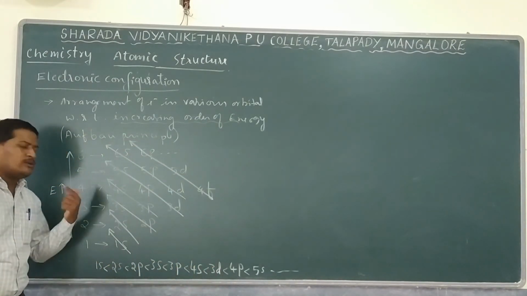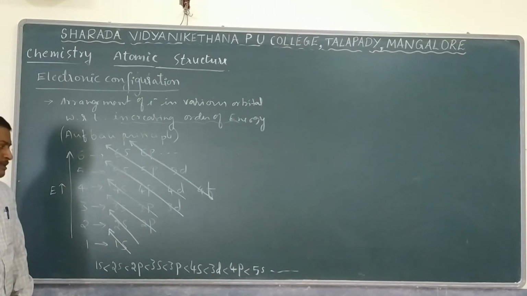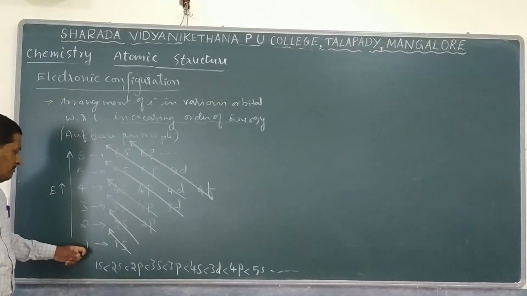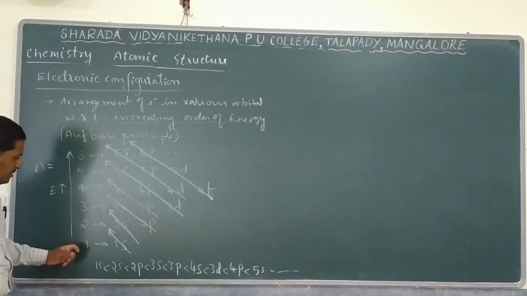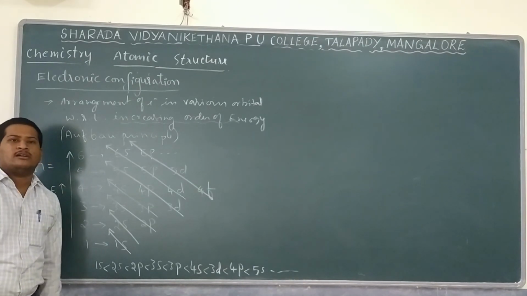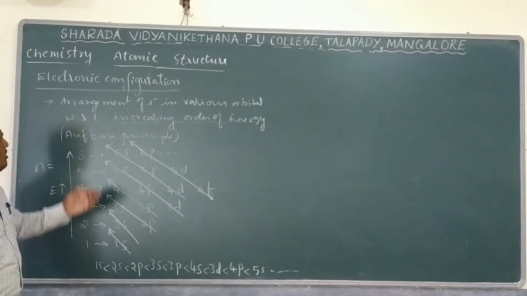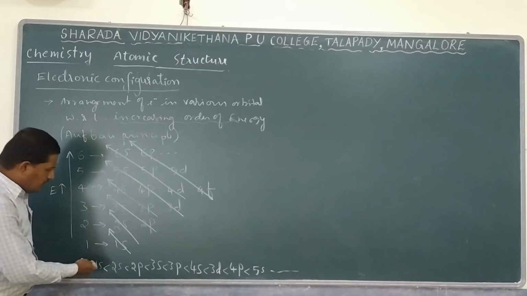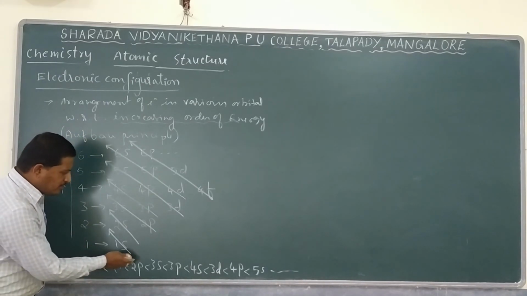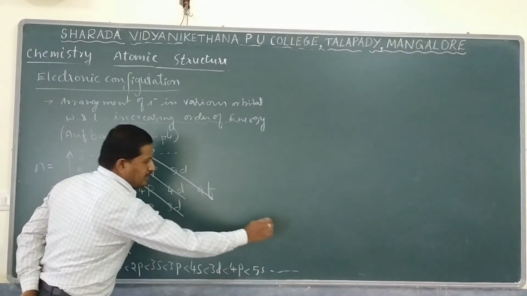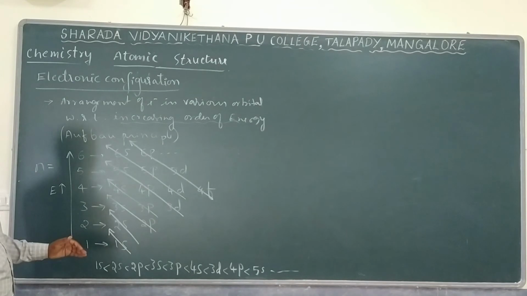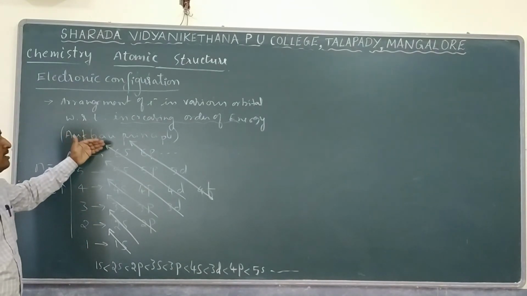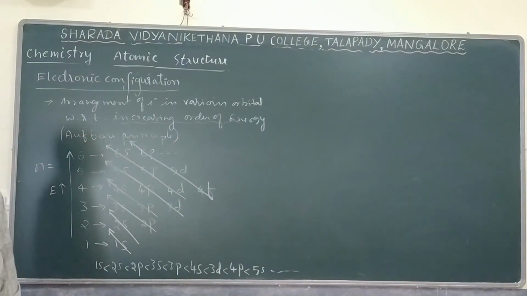And 1s is called the ground state orbital. The number 1 tells about the n value, the principal quantum number. The first shell is nothing but the ground state. So according to the Aufbau principle, an electron always occupies the lower energy orbital first, and thereafter the higher energy orbital, with increasing order of energy. That is the statement, or guideline, given by the Aufbau principle.